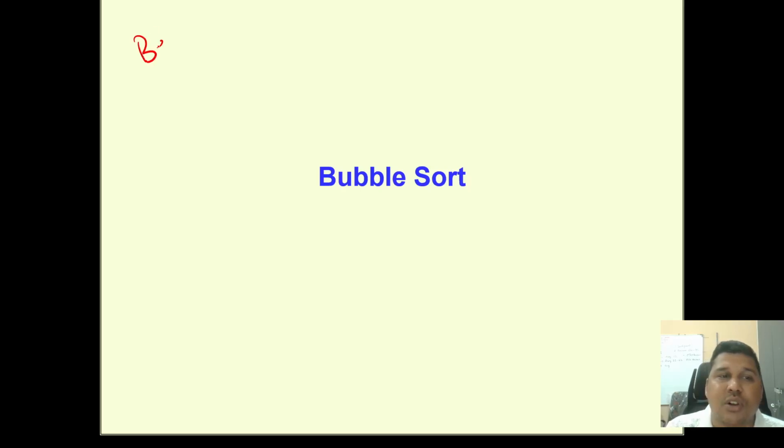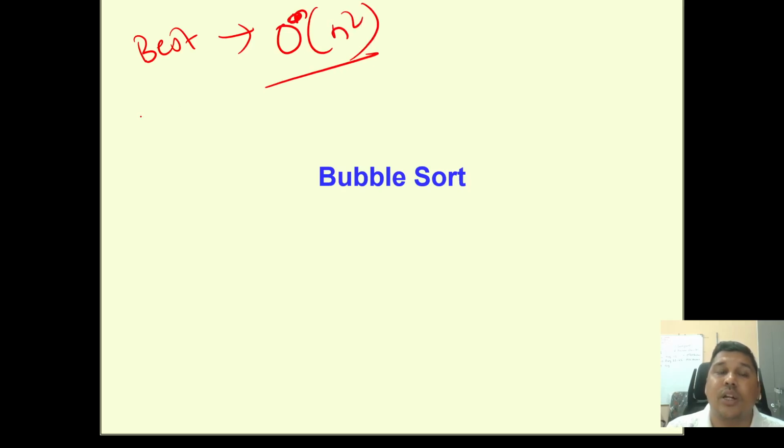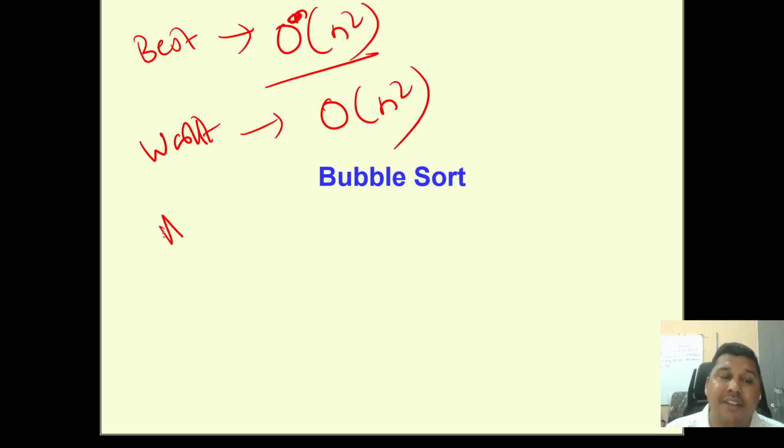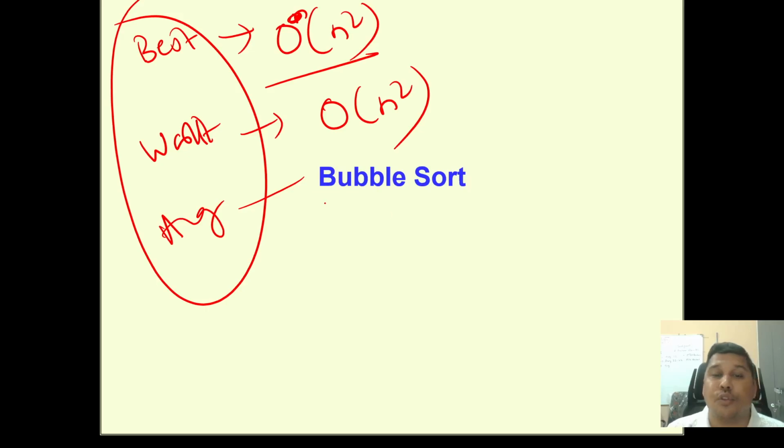So in best case also, it is running over these 2 for loops, that is order of n square. It is going over 2 for loops. Worst case, you see, worst case also same, it has to go through the complete logic. So here also it is order of n square. Same way for average case as well. So all these 3 best, worst, average cases for bubble sort is order of n square.